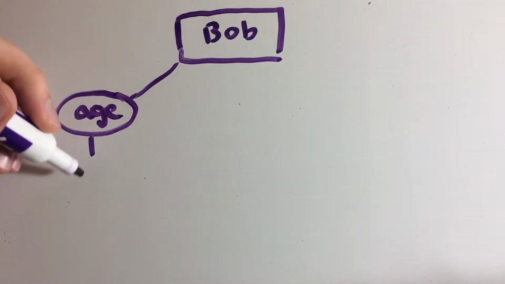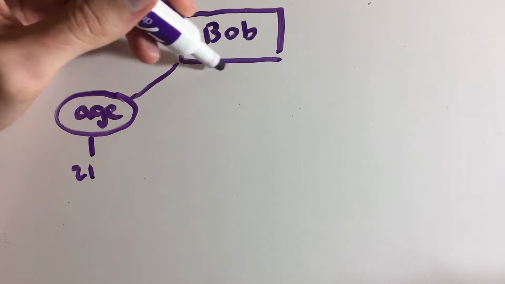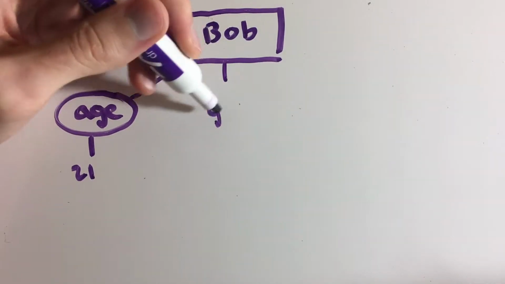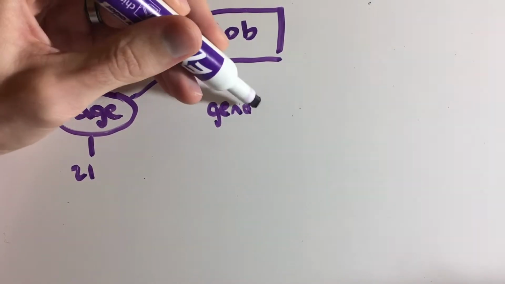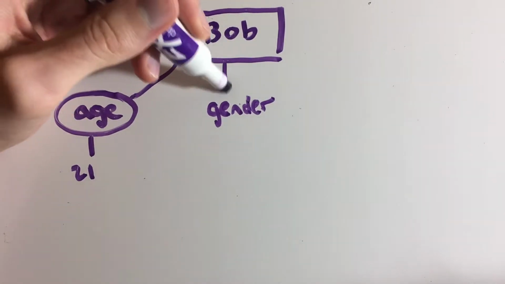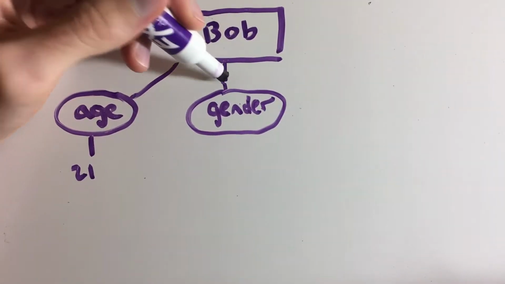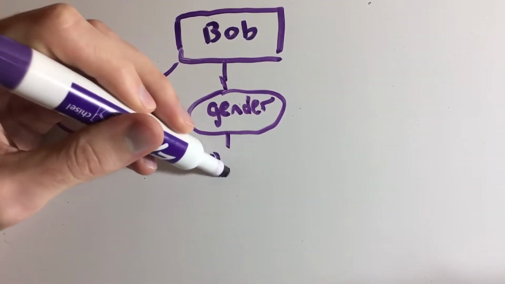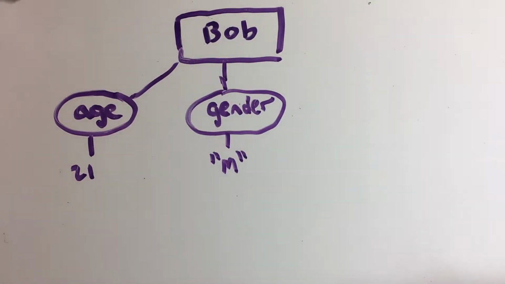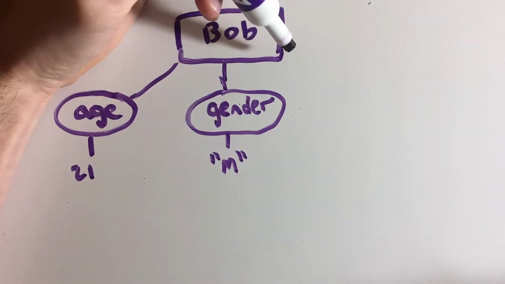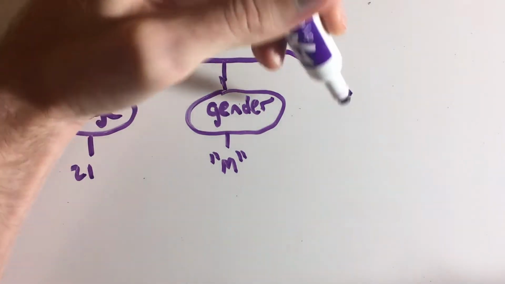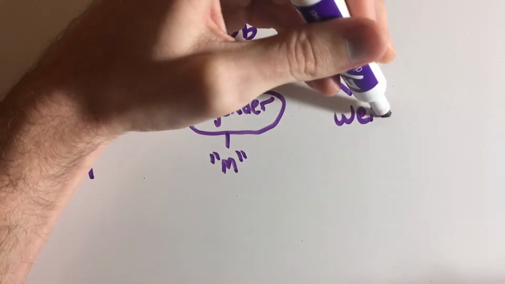So I'm going to go ahead and add the property age to Bob and set it equal to the value of 21. We'll go ahead and give him another property called gender and assign that the value m, or the string m. And then lastly, we're going to assign him a property called weight, and we can just give him a value of 150.